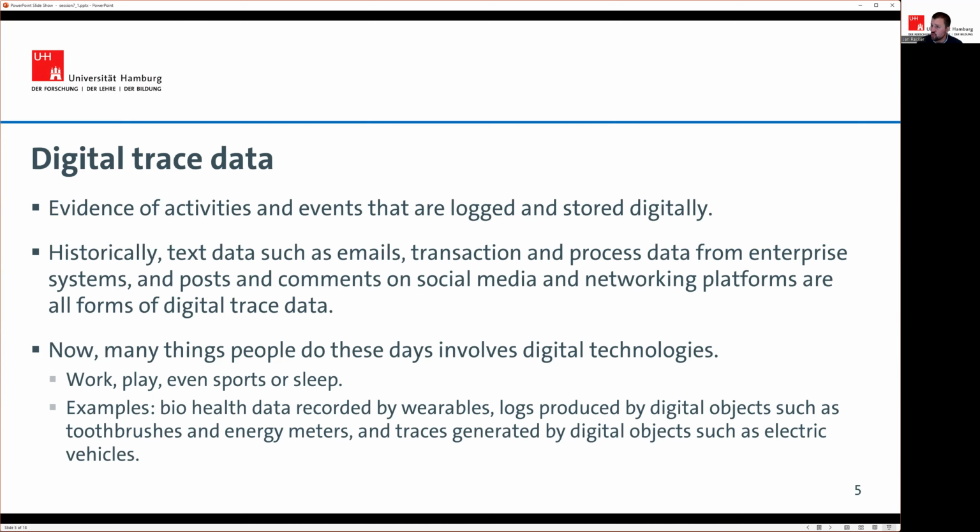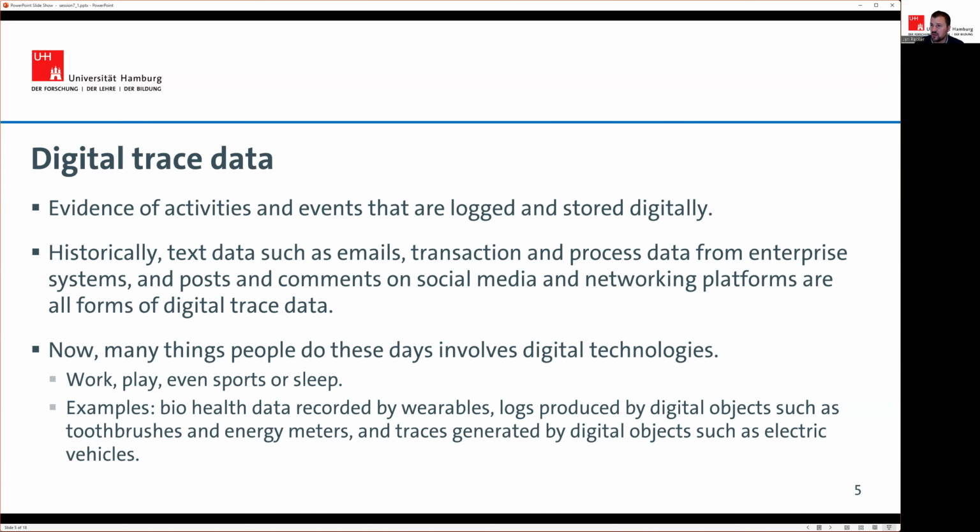Now, these are not new types of data, right? Ever since the invention and diffusion of computers into the workplace, we've had traces such as emails or transaction data, process data from enterprise systems and other types of organizational systems, technological systems that organizations use. In the age of social media, we have things like Twitter posts, or other types of comments on any of these social media networking platforms. Yeah, TikTok, Facebook, Instagram, anything. A like, a tweet, or a hashtag, a repost, a retweet, anything like this. All of these are forms of digital trace data. So this is not necessarily a new phenomenon.